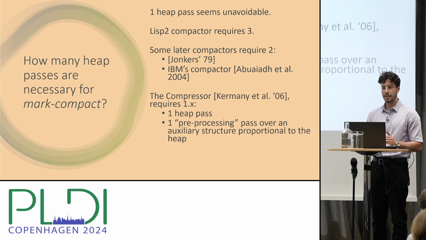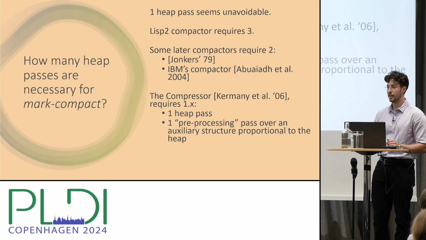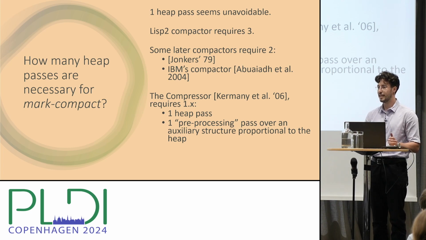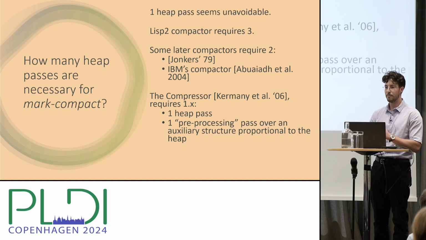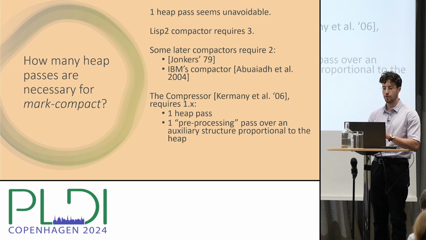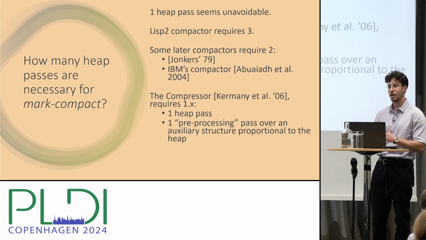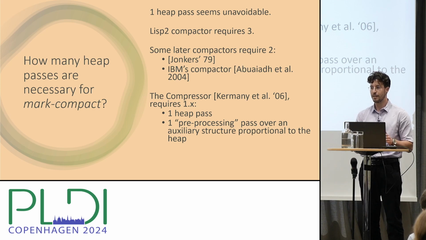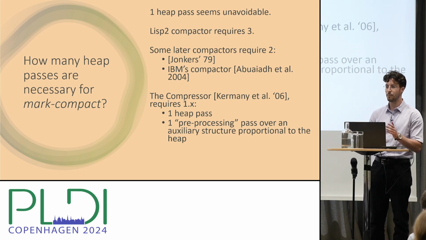And eventually came the Compressor, which only required 1.x heap passes, with 1.x meaning one pass over the whole heap, and then another pass, which is a pre-processing traversal of an auxiliary data structure, which is smaller than the heap, but proportional to it in size.